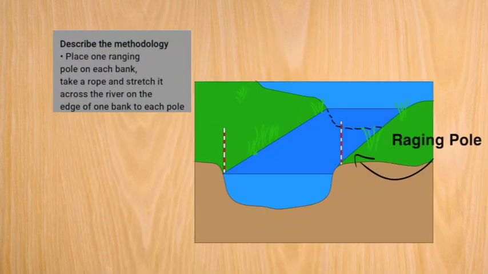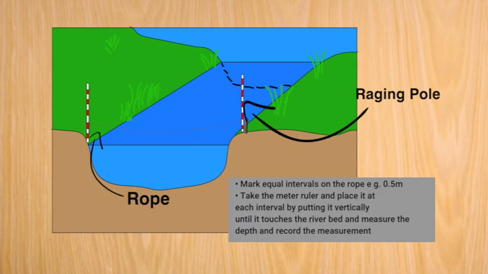Place one ranging pole on each bank. Take a rope and stretch it across the river from the edge of one bank to each pole. Mark equal intervals on the rope, for example 0.5 meter. Take the meter ruler and place it at each interval by putting it vertically until it touches the river bed and measure the depth.